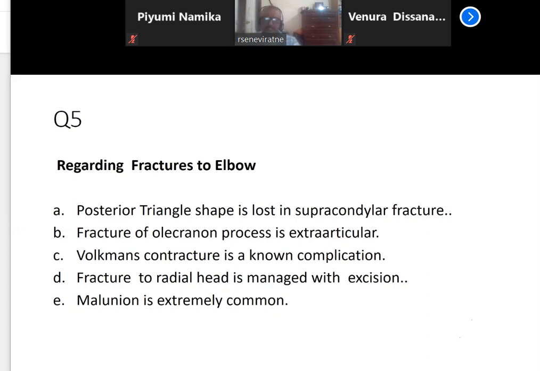Malunion is extremely common. False. It's true. Fractures near the elbow, malunion is notoriously common. For example, supracondylar fracture almost always ends up with malunion and increase in carrying angle.